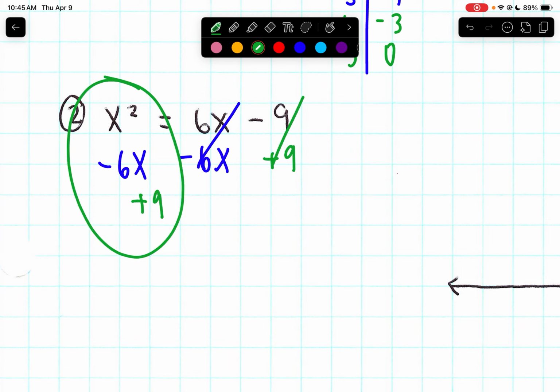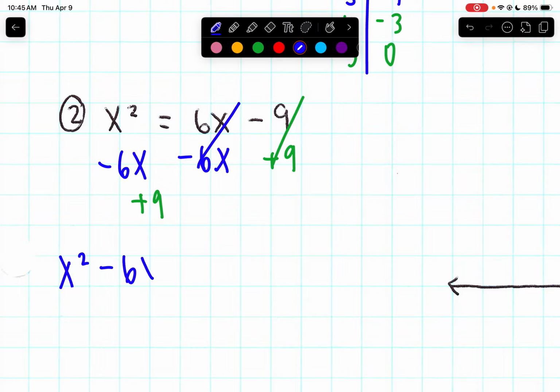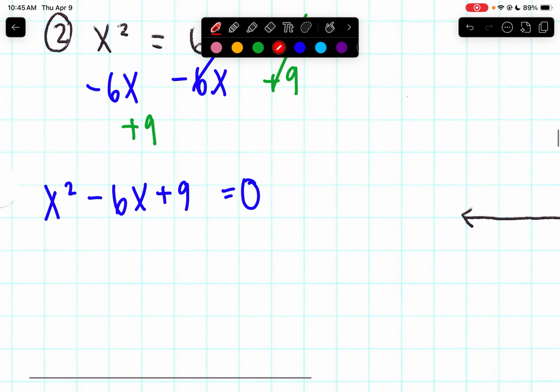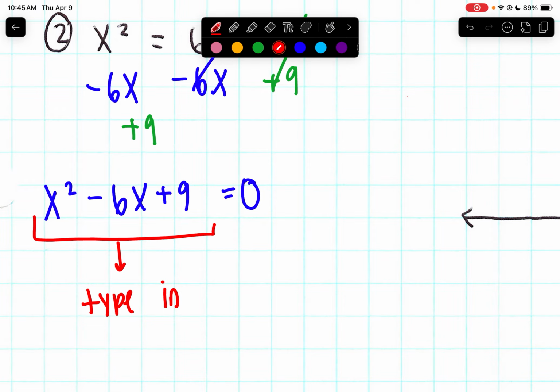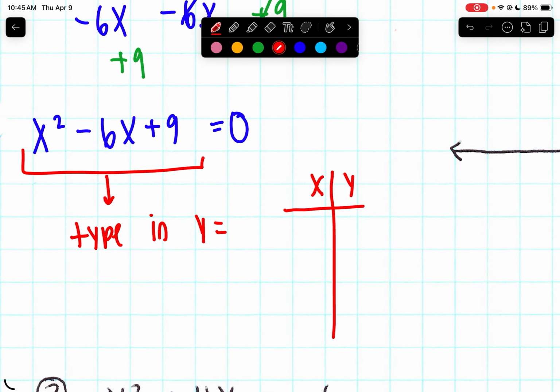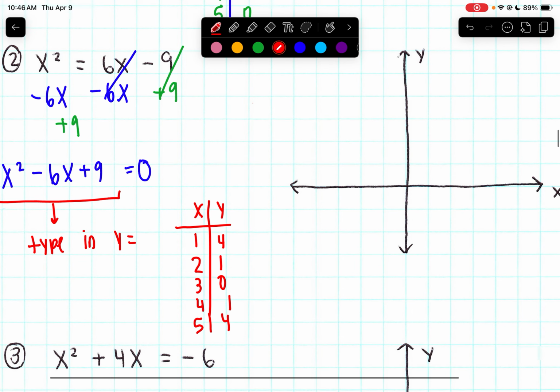And then I check these three terms, none of them are combinable with each other, so I'm going to just write it as x squared minus 6x plus 9 equals 0. And once I have one side equal to 0, I'm going to type this into my calculator, right? So we're going to type this into y equals, and we get our table from that. So my table is going to be (1, 4), (2, 1), (3, 0), (4, 1), and (5, 4). And again, you just type that in the calculator, you should be able to get a table from that and find your 5 points necessary.